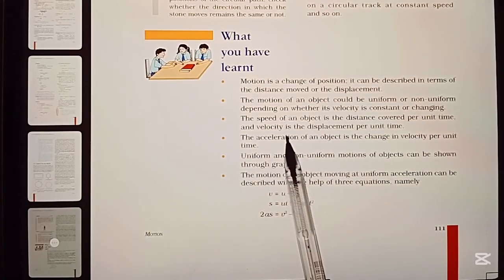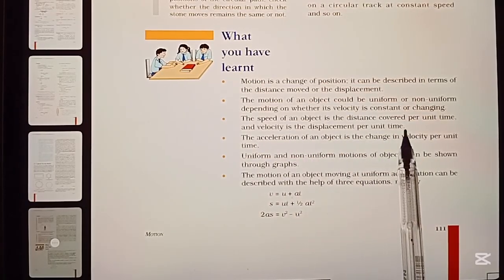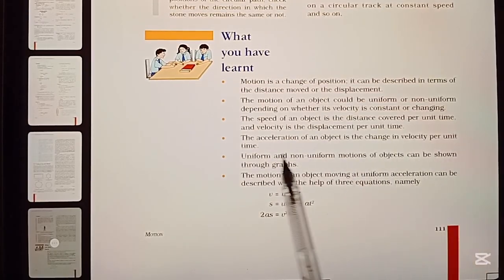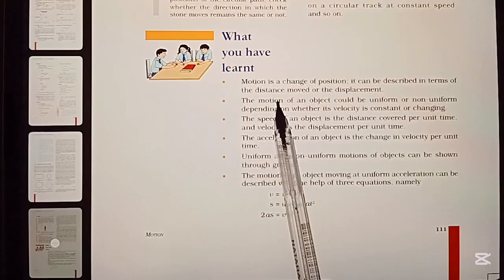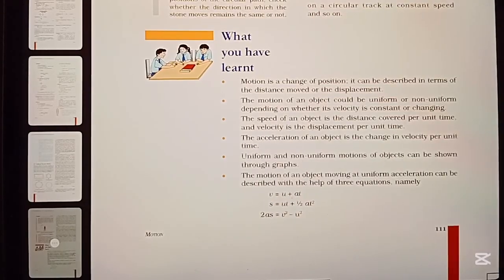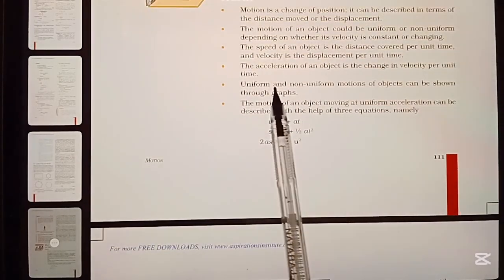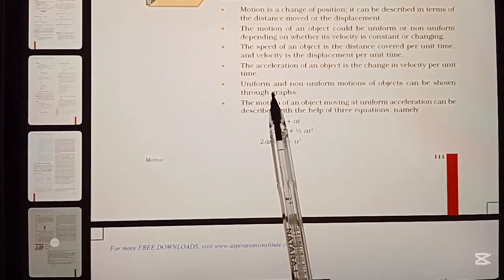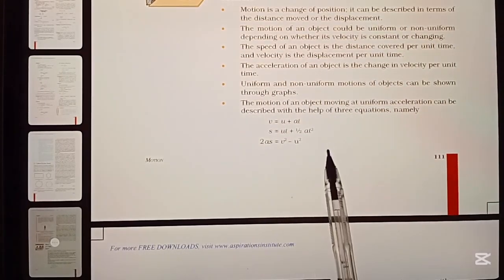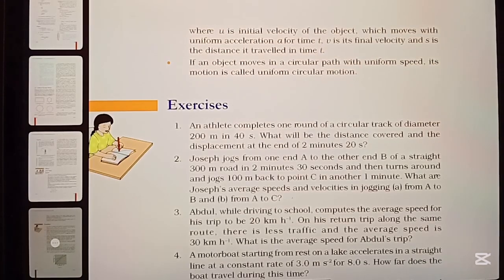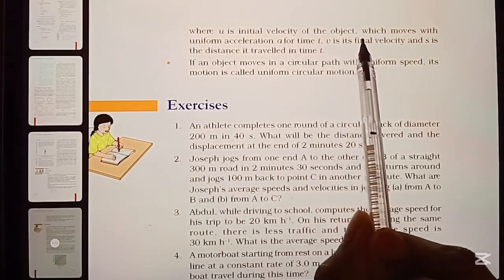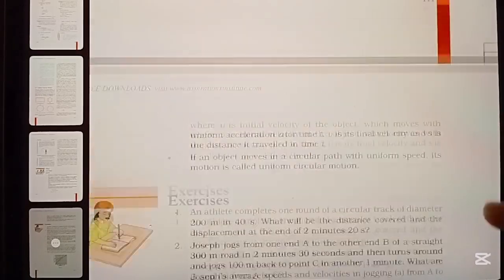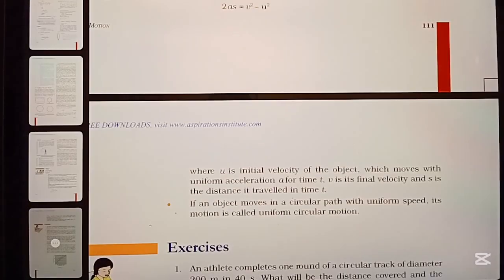Next, the speed of an object is the distance covered per unit time. So speed is equal to distance divided by time, and velocity is the displacement per unit time. Next, the acceleration of an object is the change in velocity per unit time. So these are the definitions of motion, speed, acceleration, velocity, etc. And then u is the initial velocity of the object, v is the final velocity, and t is the time in seconds. So these are the important things in these equations.